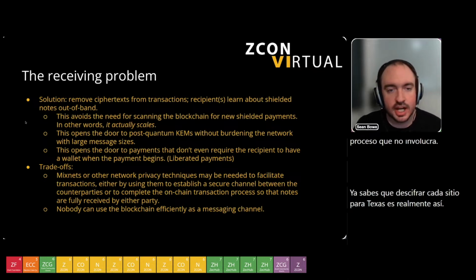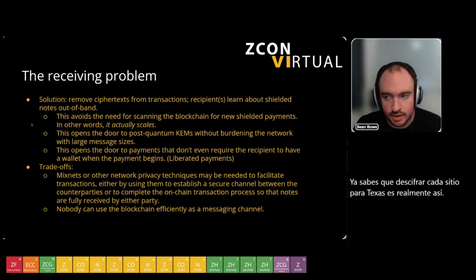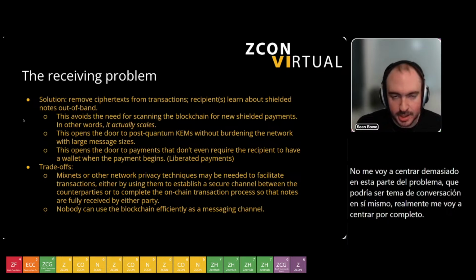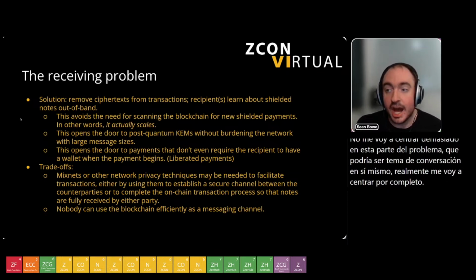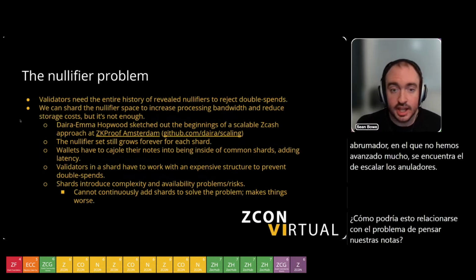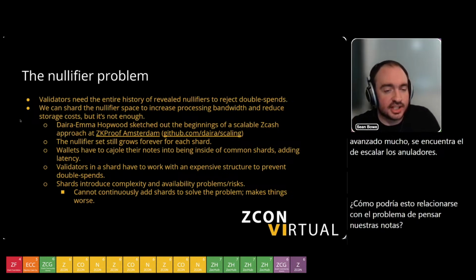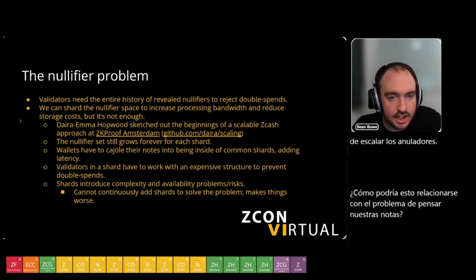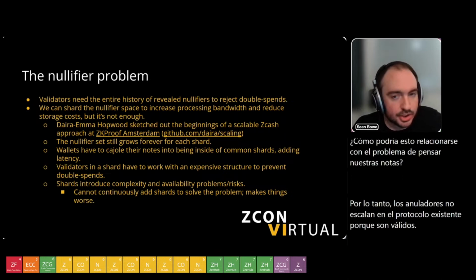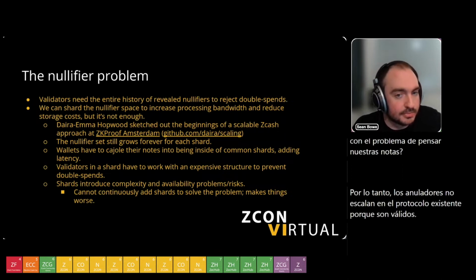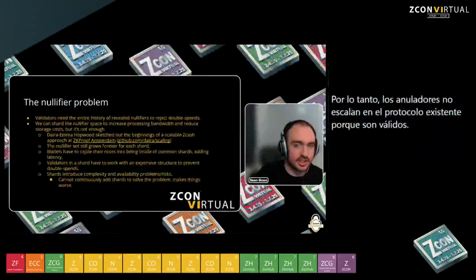I'm going to focus entirely on a much more daunting challenge that we haven't made much progress on, which is scaling the nullifiers and how that might relate to the problem of syncing our nodes. So nullifiers don't scale in the existing protocol because validators have to keep a record of every single nullifier that's ever been seen before, so they can prevent new transactions from revealing the same nullifier.